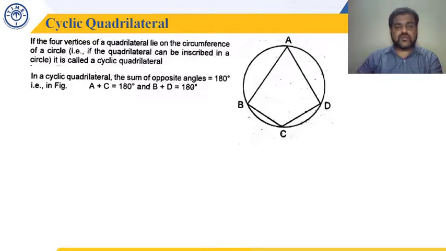Now properties of a cyclic quadrilateral. In a cyclic quadrilateral, the sum of opposite angles, not opposite sides, the sum of opposite angles is 180 degrees. So this angle plus this angle, the sum will be 180 degrees. These two angles are not equal, these two angles are supplementary, okay? So angle A and angle C are supplementary. Similarly, angle B and angle D, they are also supplementary, fine.